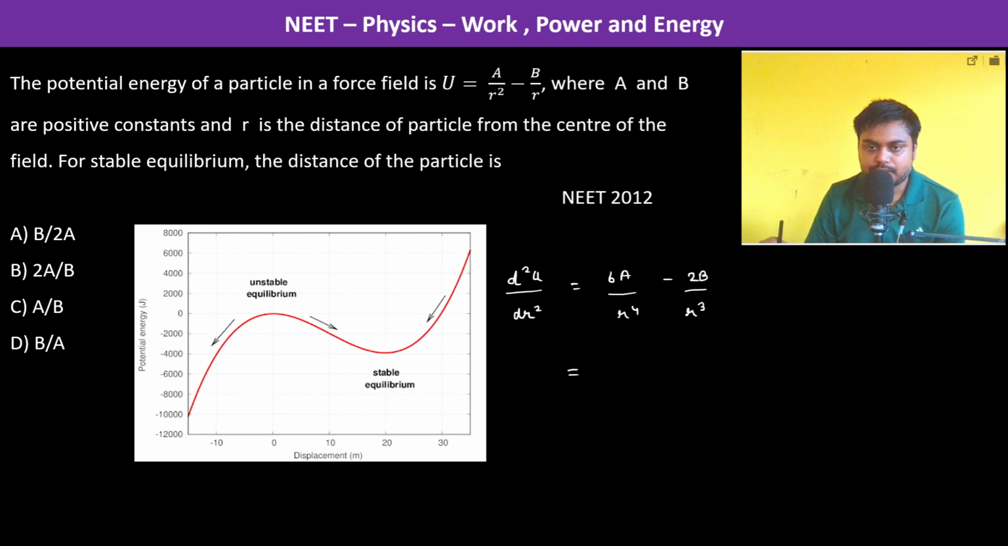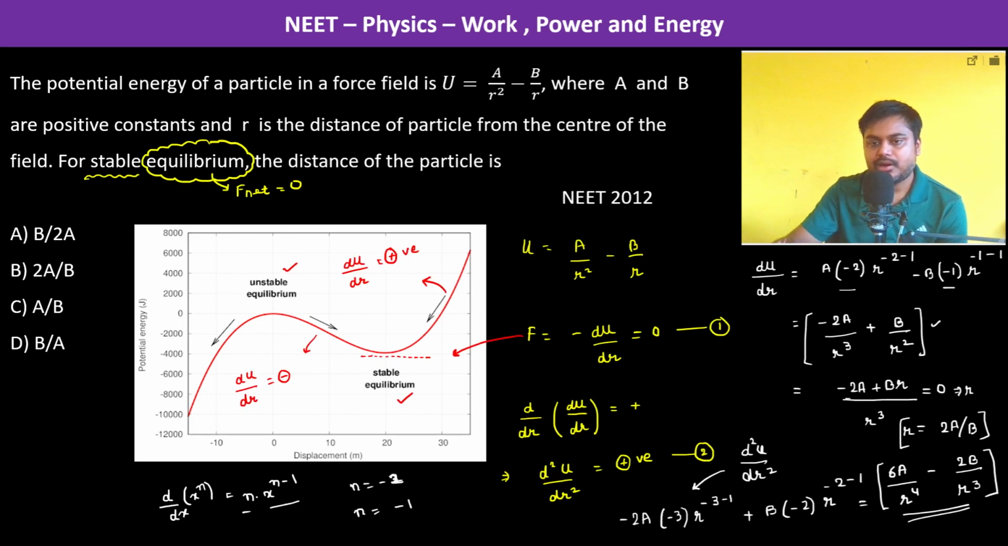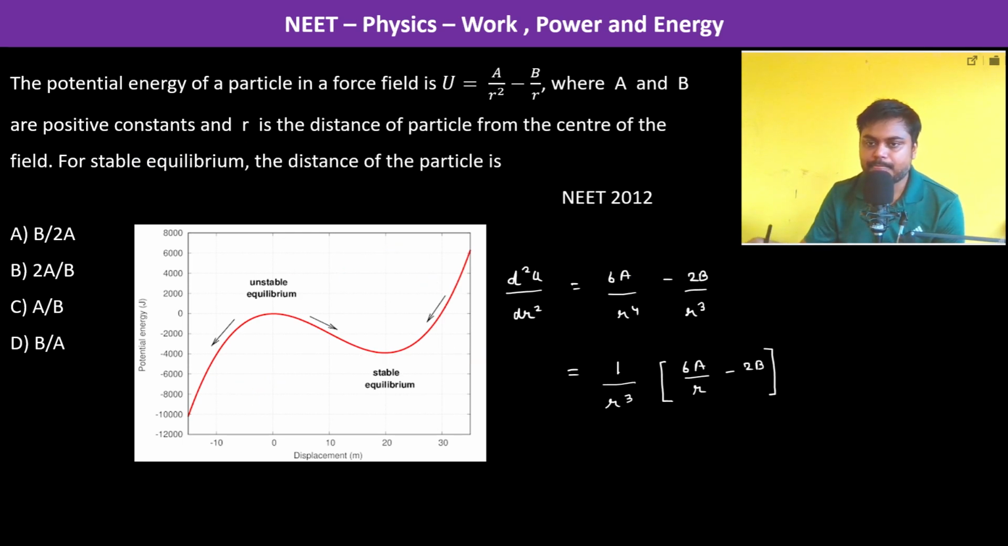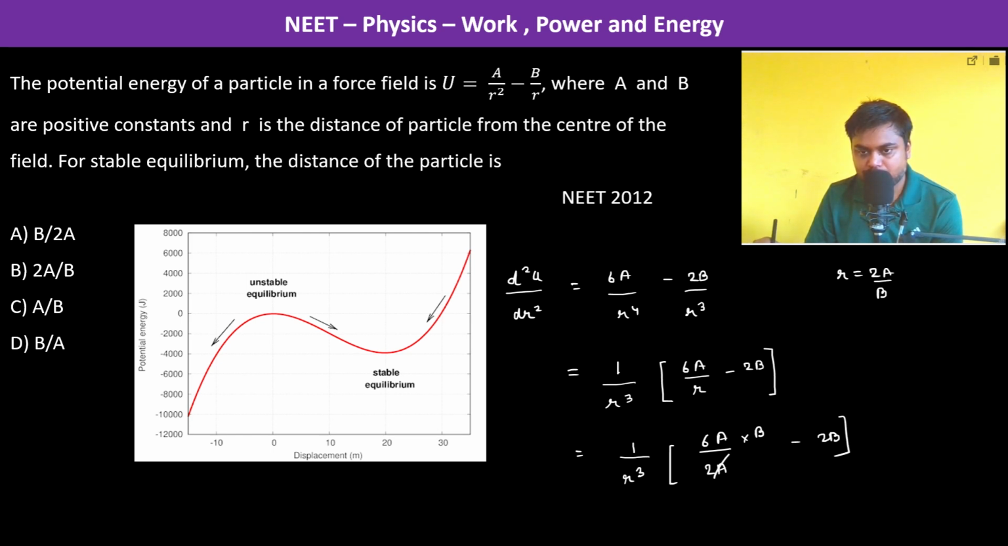So d2U by dR square is equal to 6A by R to the power 4 minus 2B by R cube, which is equal to 1 by R cube into 6A by R minus 2B. Now at equilibrium R was 2A by B, so it's going to be 1 by R cube into 6A divided by 2A by B minus 2B. A is gone, this is 3B minus 2B, so this is B by R cube.